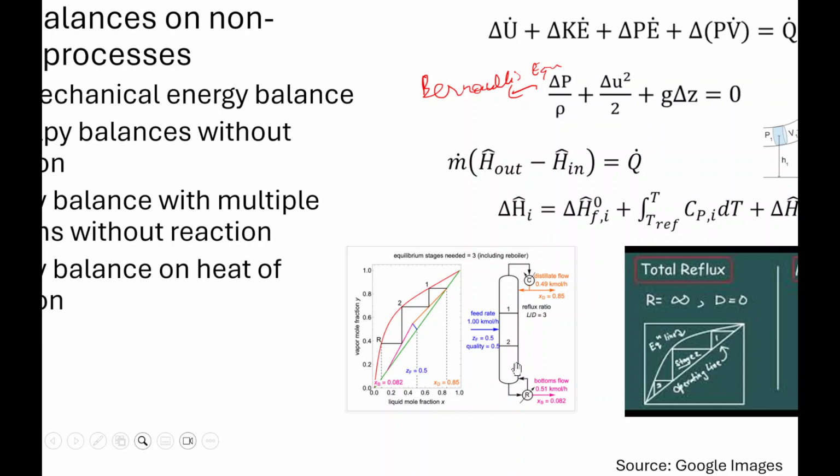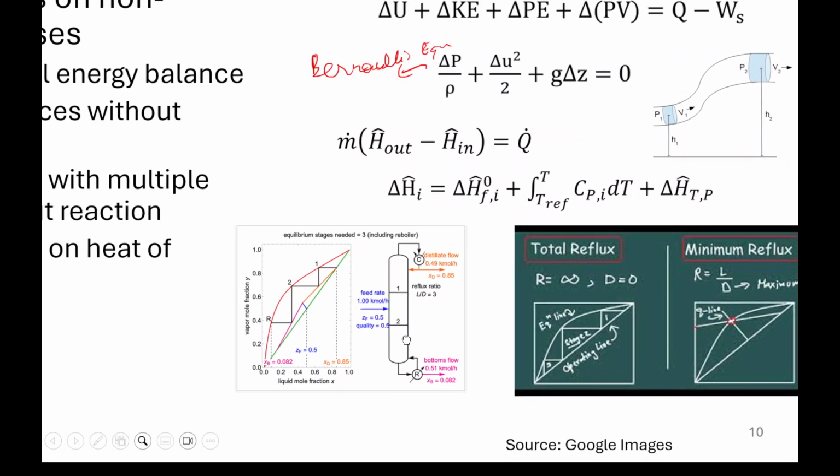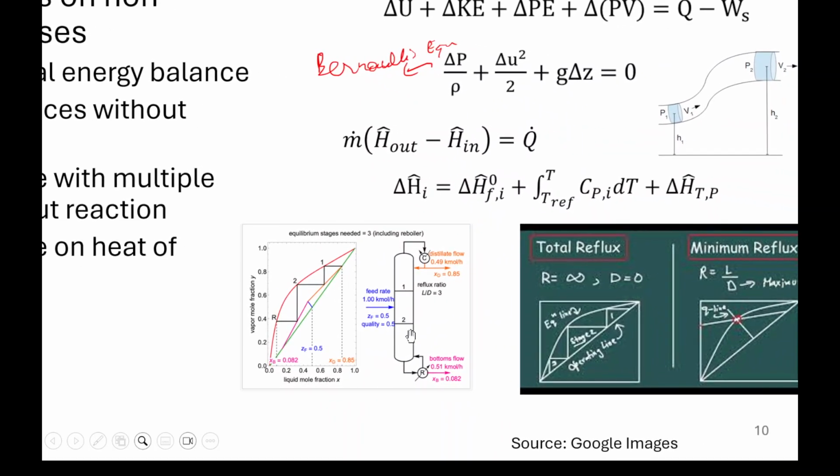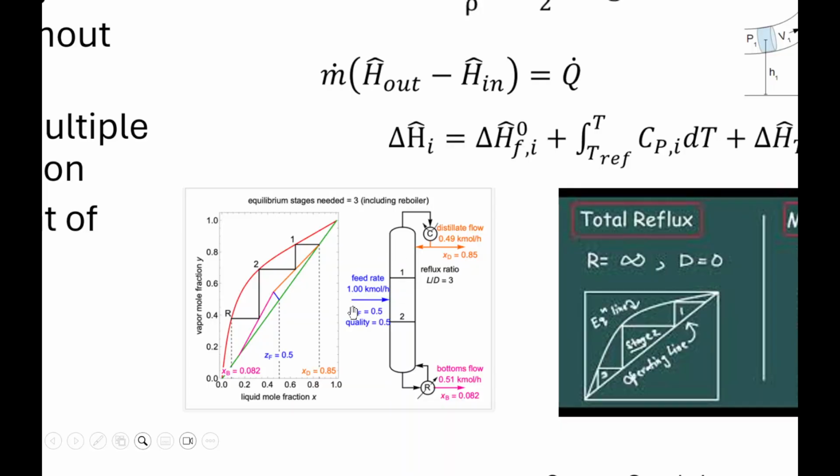We also looked at two concepts pertaining to your distillation column. In the distillation column, there is a feed coming in, with suppose two components here.